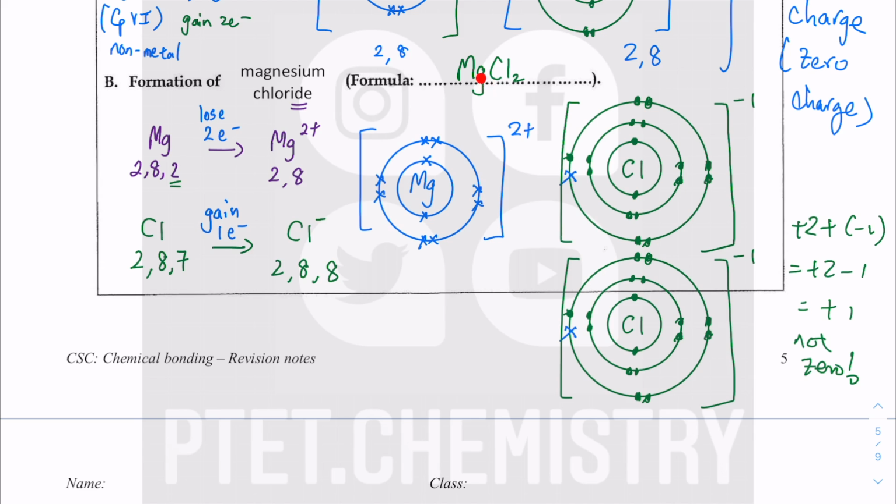There's a 2 for Cl because I need 2 of them to give me -1, another -1. So altogether now, instead of -1, I have -2, because -1 and -1 give me -2. So the total charge is 2 minus 2, which gives 0. And that's the purpose of forming the compound, so that it has no charge. We need to balance out the charges. How many of them do we need? I hope that makes sense.